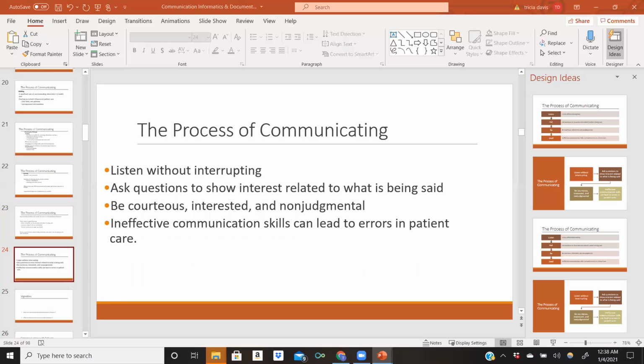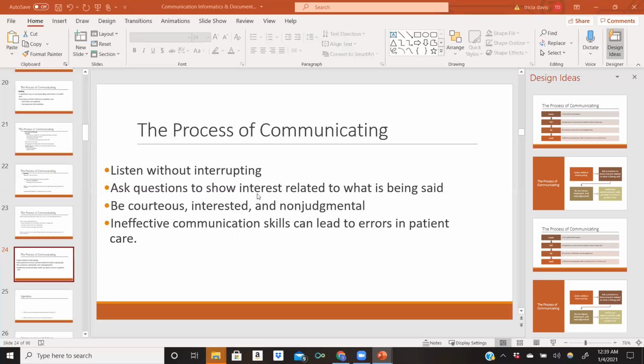So the process of communication, you want to listen without interpreting. Okay, you don't always have to interpret. Sometimes you just have to listen. You want to ask questions that show interest related to what's being said. You want to be courteous, interested, and non-judgmental. Even if they're talking about things that you don't have any interest in or things that you don't particularly believe in yourself, you still be courteous, show interest, and be non-judgmental.